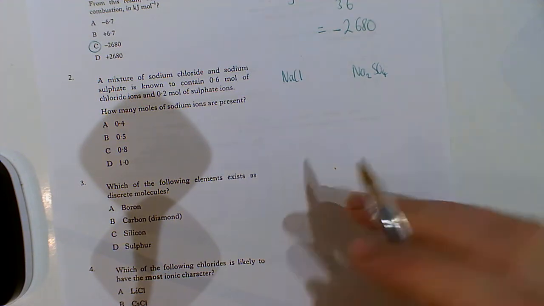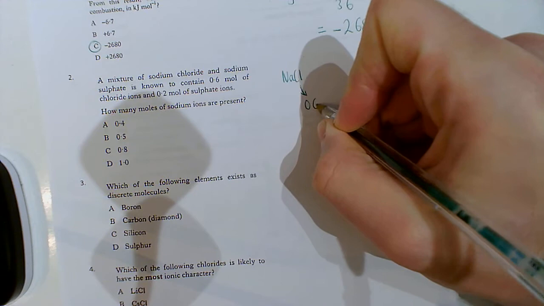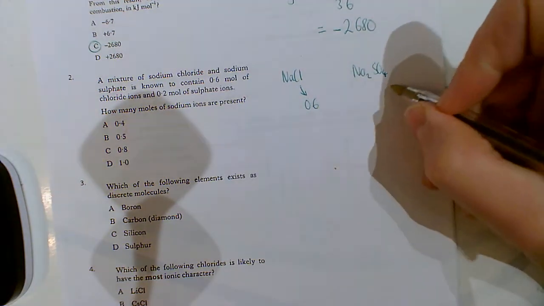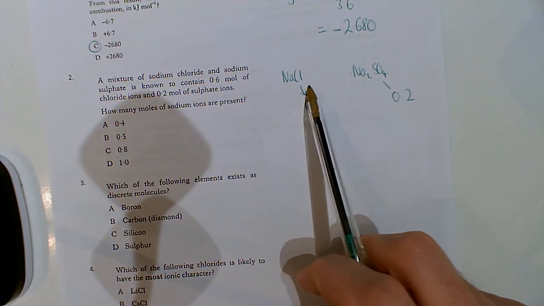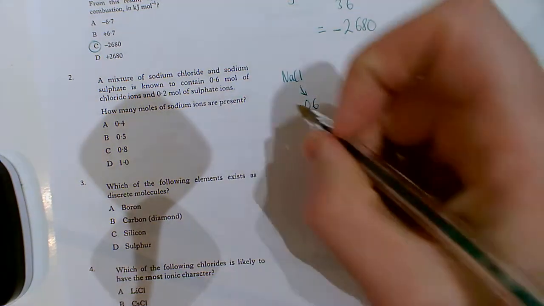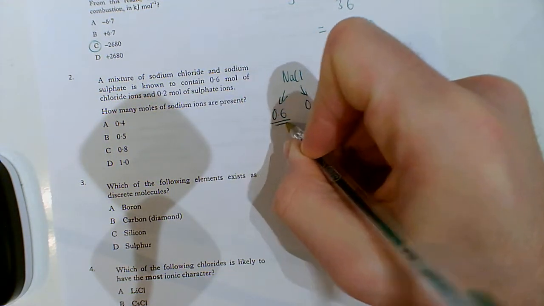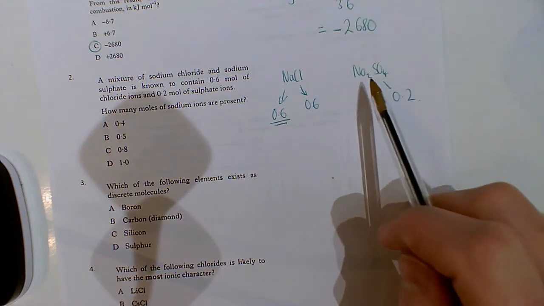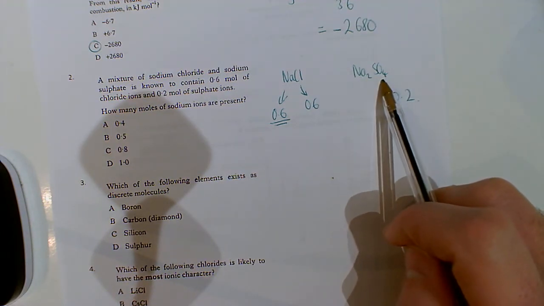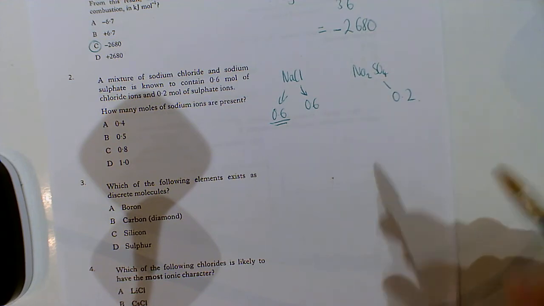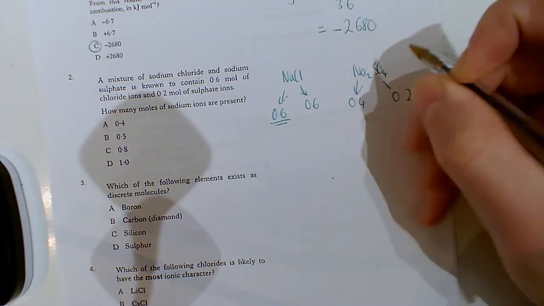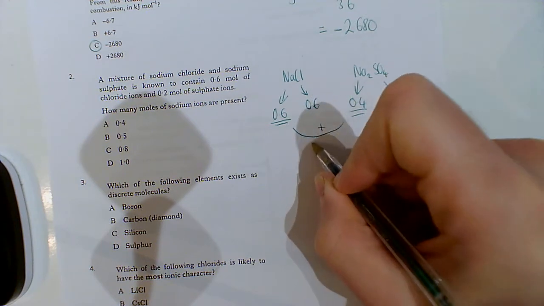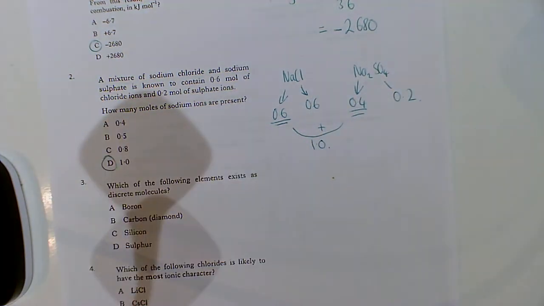Now you're told that you have 0.6 moles of chloride and you have 0.2 moles of sulfate. Now if we look in each of these, the ratio is 1 to 1. So for every chloride, we're going to need a sodium. So that means we've got 0.6 sodiums from the sodium chloride. In this one, for every 1 sulfate, SO4, we have 2 sodiums. So that's going to be 2 times 0.2, which is 0.4. And when we add those two together, we get 1.0. So the answer to 2 is D. Those questions are really common.